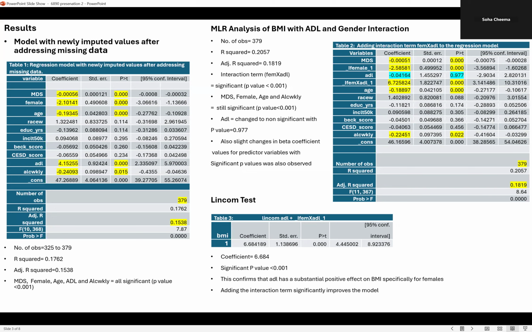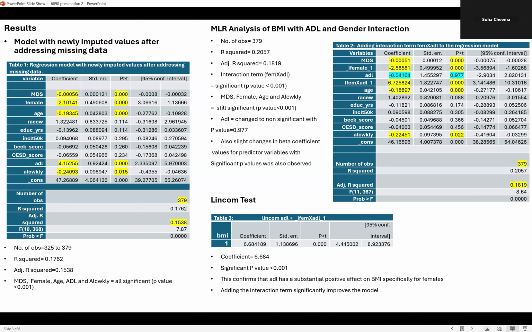Now look at the MLR analysis of BMI with ADL and gender interaction. The number of observations remains the same, still 379. R squared and adjusted R squared change a little bit. Interaction term FMX ADL was significant with a p-value of less than 0.001. MDS, female, age, and alcohol consumption were still significant. However, ADL changed to non-significant with a p-value of 0.977. Slight changes in beta coefficients were also observed for predictive variables with significant p-values.